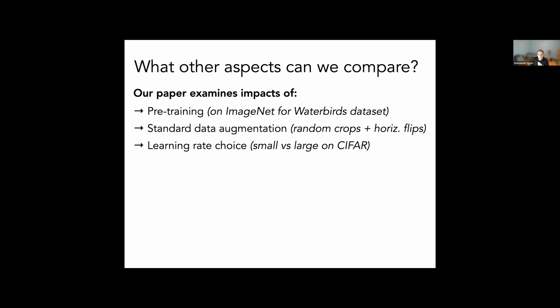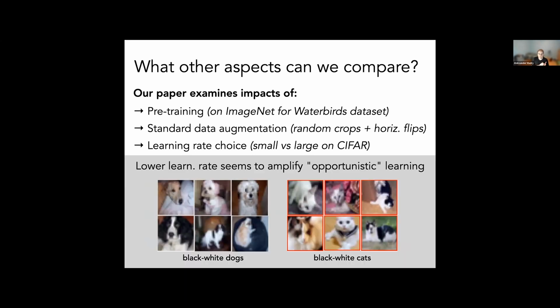Okay, the other thing we do is the learning rate choice, small versus large. And here we find that a lower learning rate seems to amplify opportunistic learning, essentially looking for shortcuts in your learning, which is in line with all of the previous work.